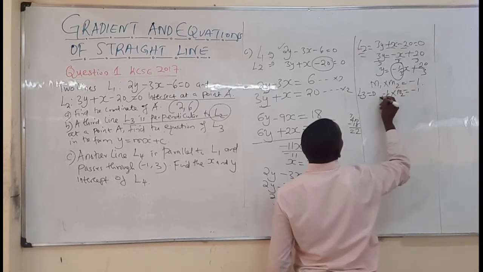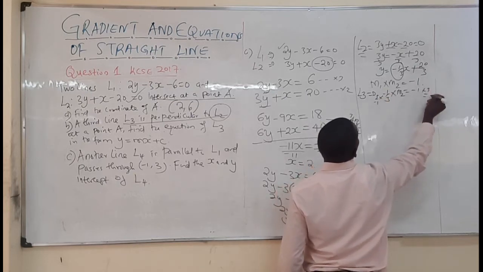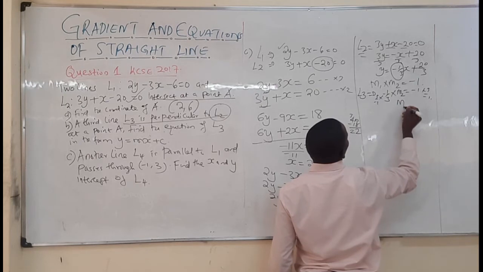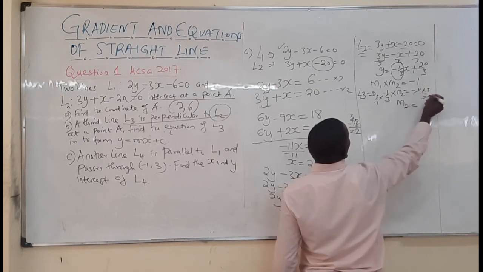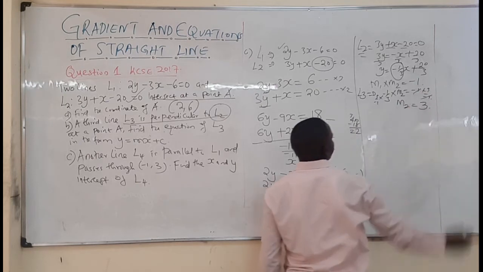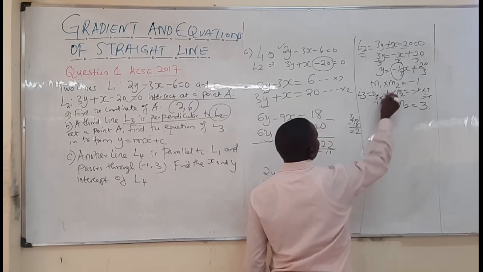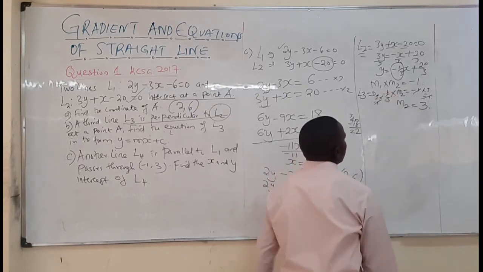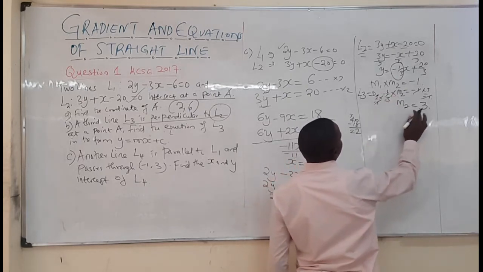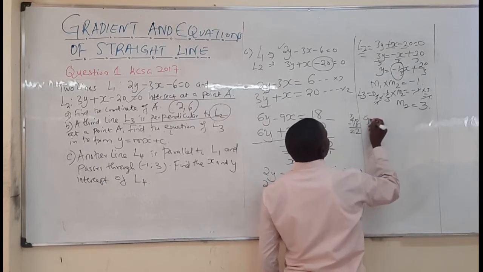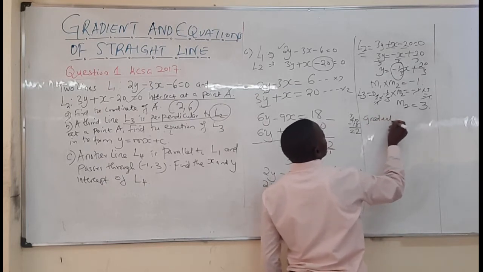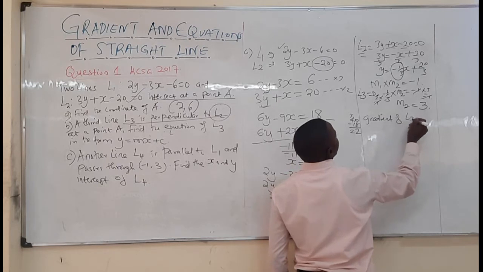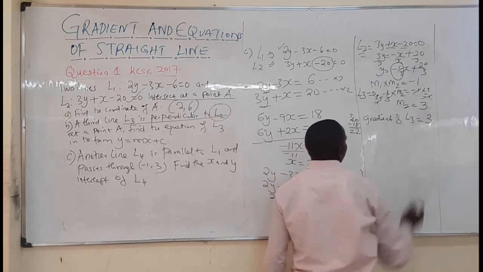Then you multiply by 3 over minus 1 on both sides, so that you can have m2 be positive 3. This one is going to cancel, and then m2 is going to be 3. So the gradient of line 3 is equal to 3.